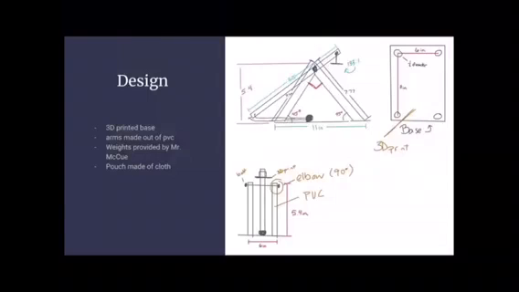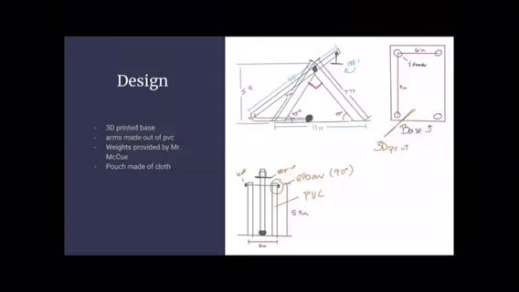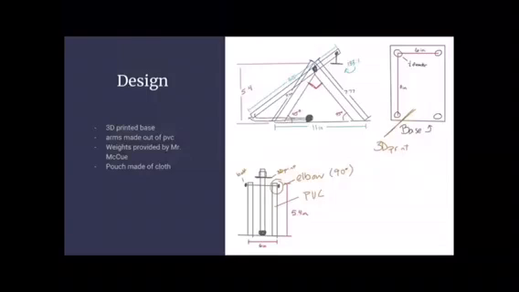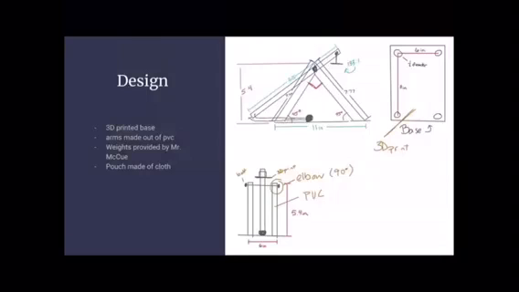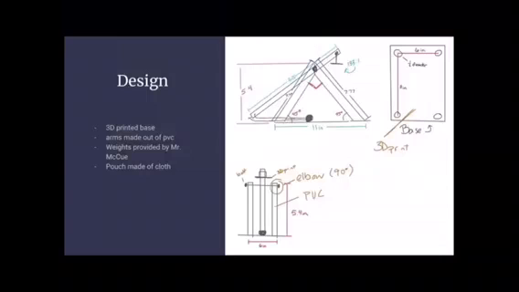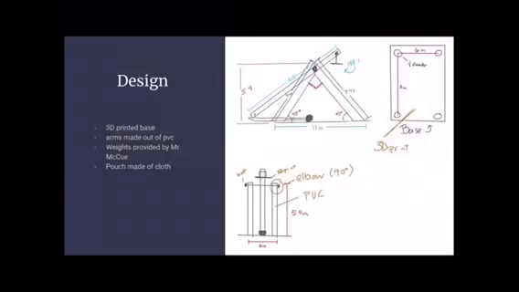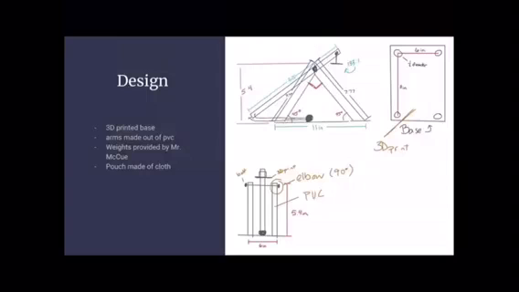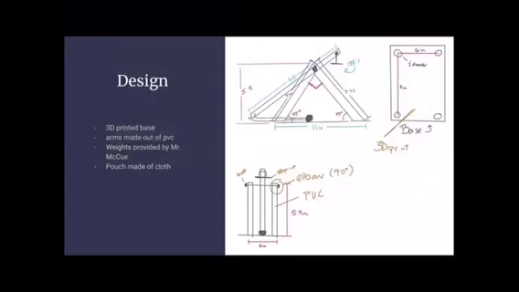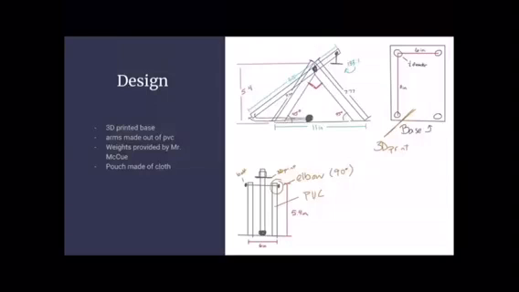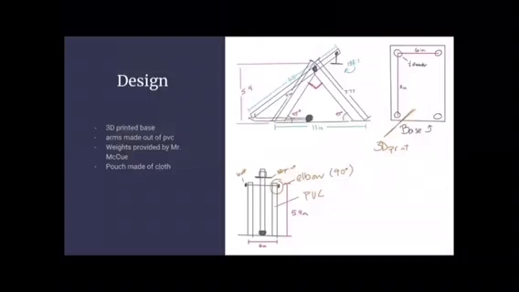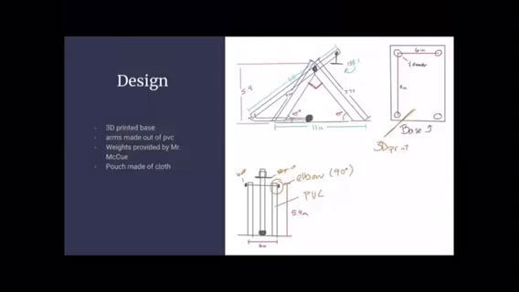For our design, we used a simple trebuchet. We have a long arm in the center, a base, as well as a triangle for the 2 supports for the arm. Our base was made out of a 3D print, and the arms are made out of PVC. The weights were provided by Mr. McHugh, and the pouch was made out of cloth.